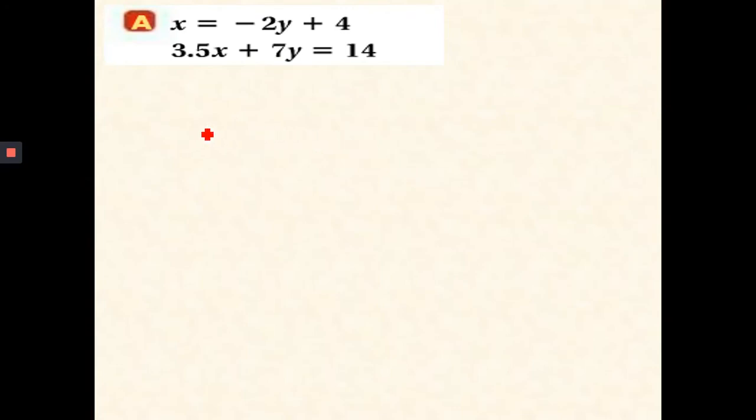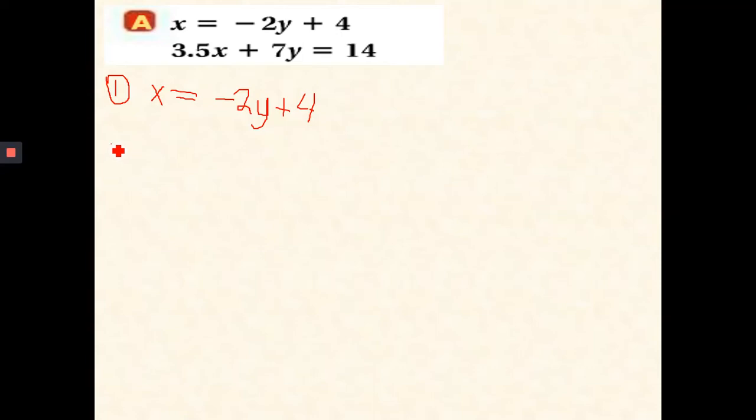Let us try some example. We have this one: x equals negative 2y plus 4 and 3.5x plus 7y equals 14. Based from the steps, step 1: solve for a variable. We're going to choose equation 1, x equals negative 2y plus 4. This is now the first step. Your x is being solved already, so no need to solve for x.